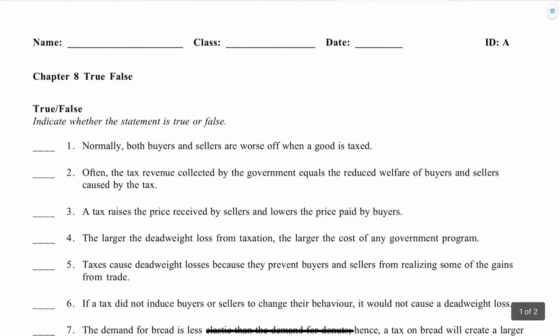Okay, great. Now let's move to the true-false problems. First, normally both buyers and sellers are worse off when a good is taxed. Well, this is actually right.